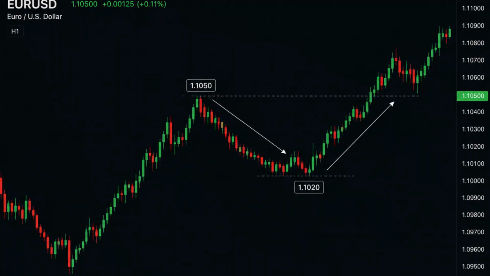Example, let's say the current price of EUR/USD is 1.1050. You believe the market will retrace to 1.1020, then continue rising. Instead of buying immediately, you place a buy limit order at 1.1020. If the price drops to that level, your order is activated automatically, whether you're on the chart or not.